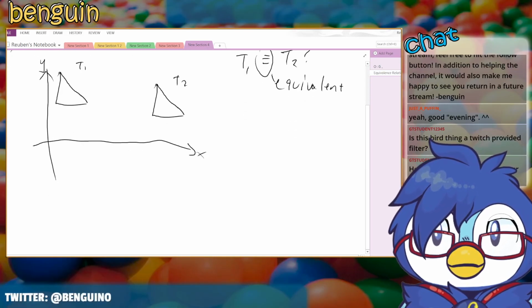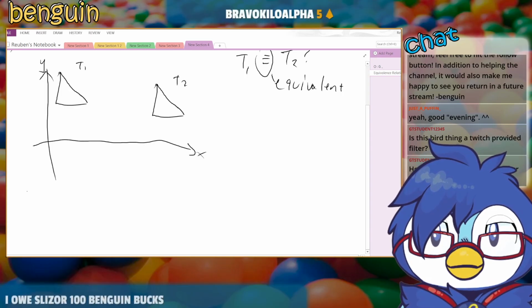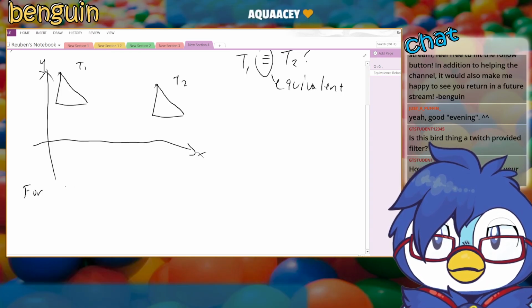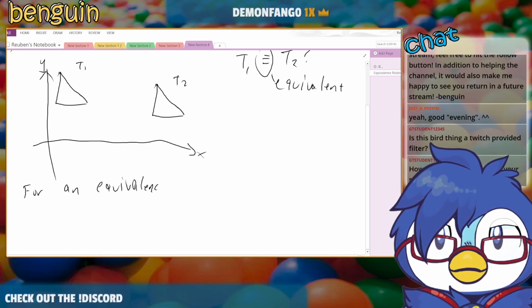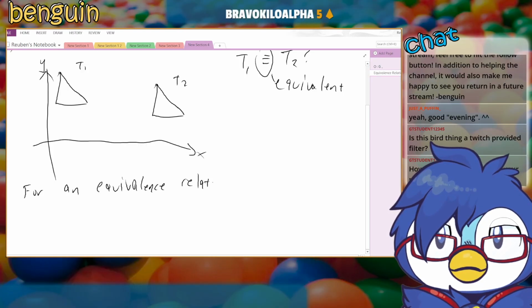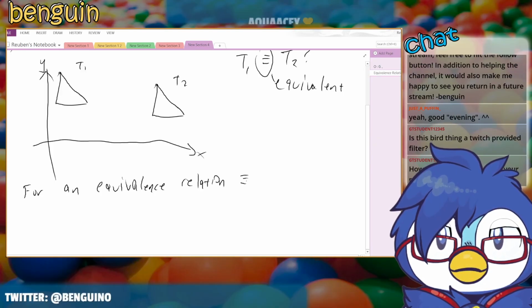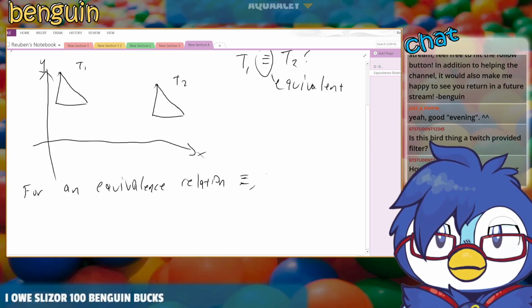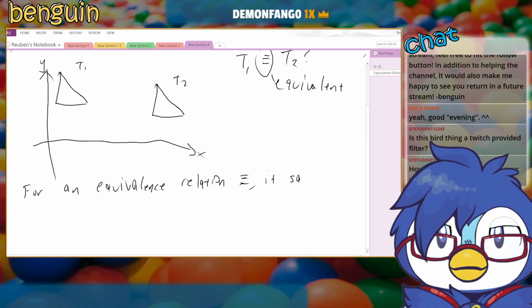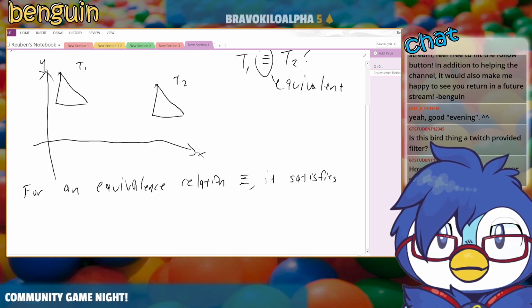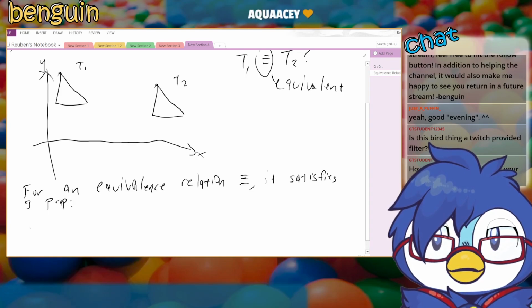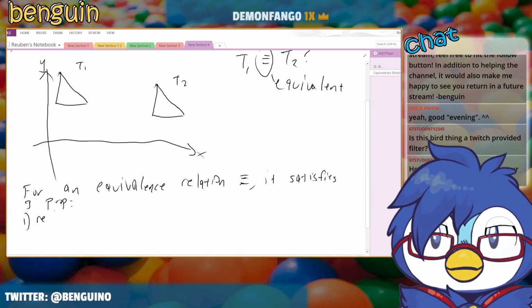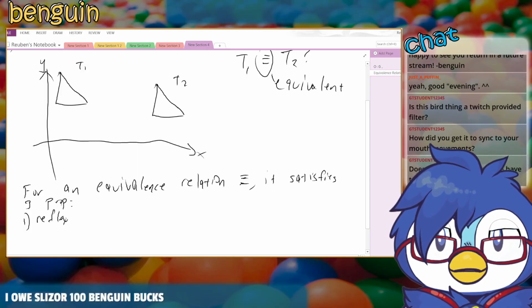So one thing to remember for an equivalence relation, if you say we use these three bars, it satisfies three important properties. The first one is reflexivity. Oh, by the way, if you have any questions.